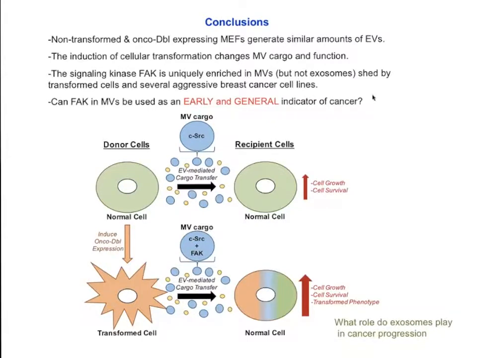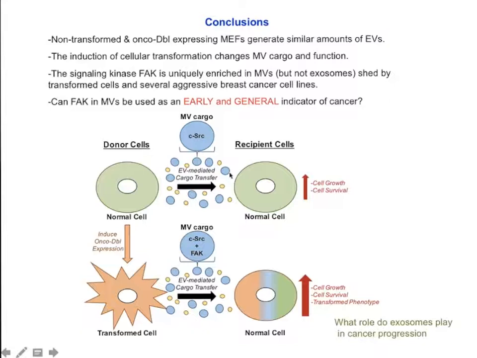So just to conclude this part of my talk, we have developed an in vitro model of cellular transformation where we can convert a normal cell into a transformed cell in a very short period of time, on the order of 1 or 2 days. We compared the microvesicles that are generated by these cells, both the normal cells and the cancer cells that have just been transformed.